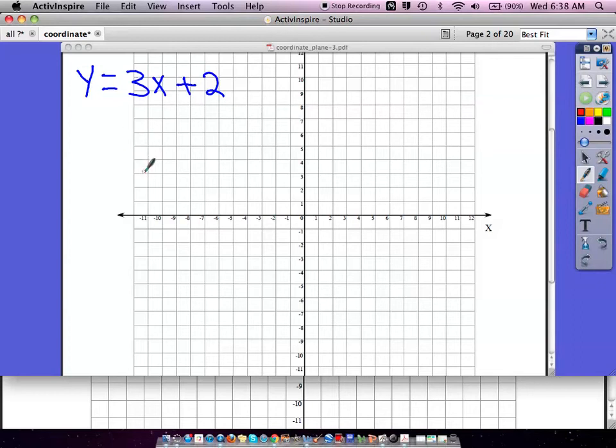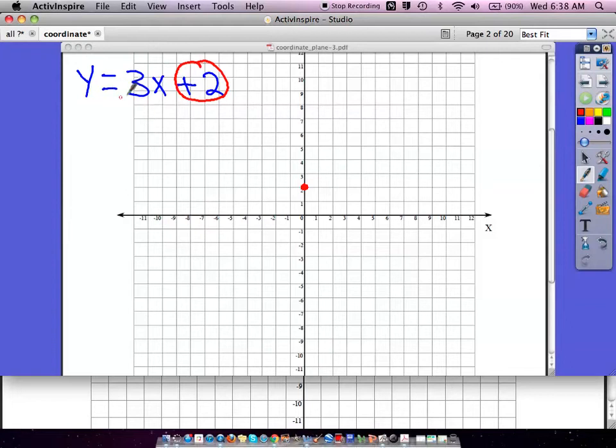All right, here's the first equation we've got here. And what I always do with this is I start with the y-intercept. I see it's plus 2. So I know that this line is going to cross at plus 2 on the y-axis, and the vertical line is the y-axis. So I'm going to put a dot right there. That is definitely on our line. That's the y-intercept. Now we're going to go over to the slope and figure out what the pattern is.